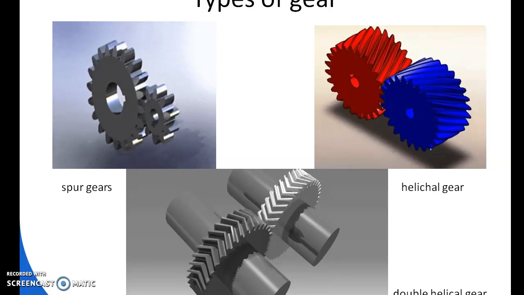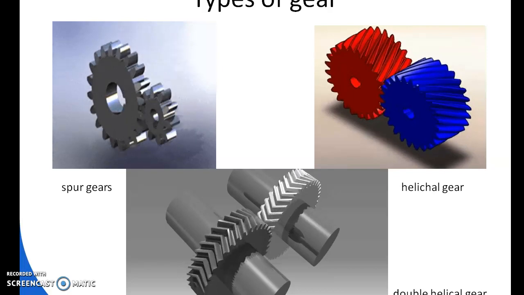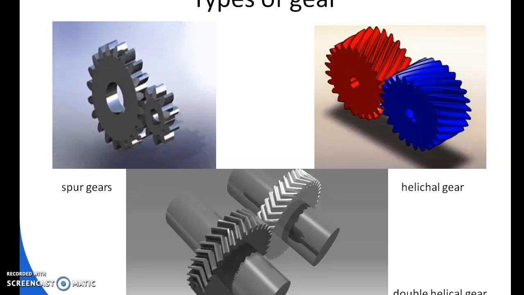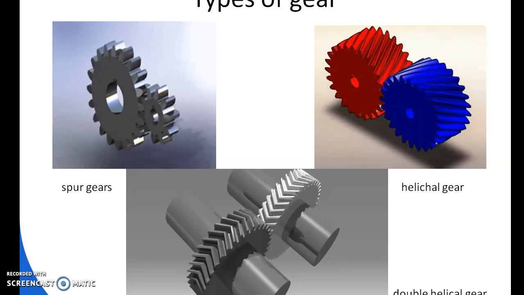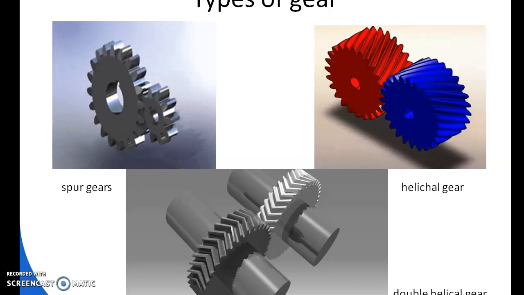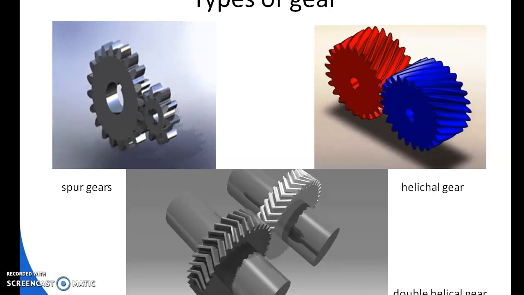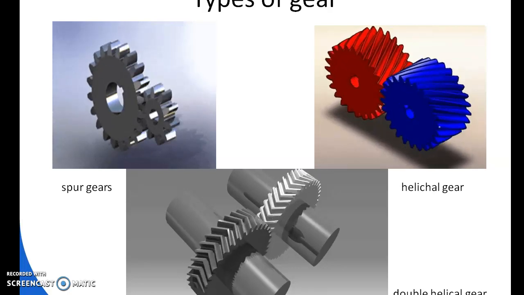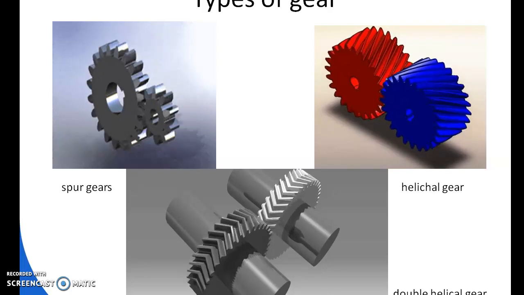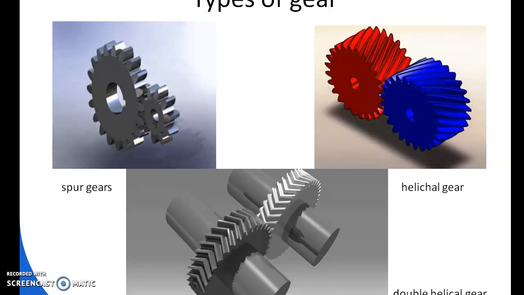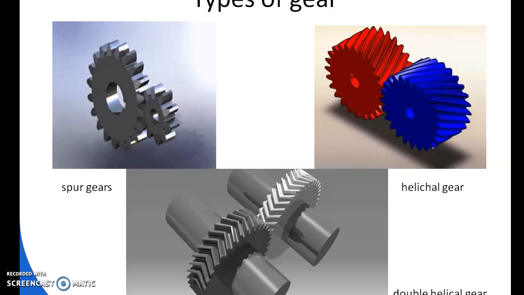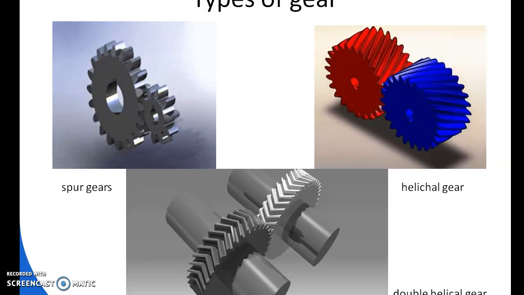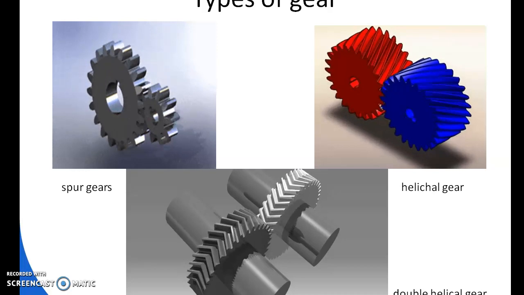Next one is helical gear. In the second and third diagram we can see helical gear. Helical gear has inclined teeth. These helical or inclined teeth ensure smooth action and more accurate maintenance of velocity ratio. Here we have two types of helical teeth. In the first picture we can see the single helical gear, but in the second diagram we can see the double helical gear.